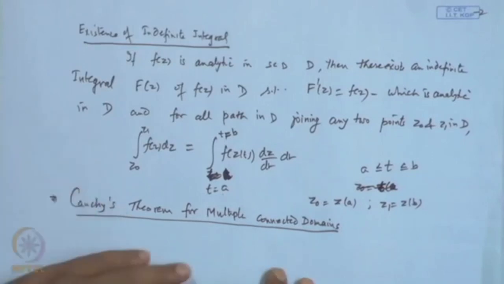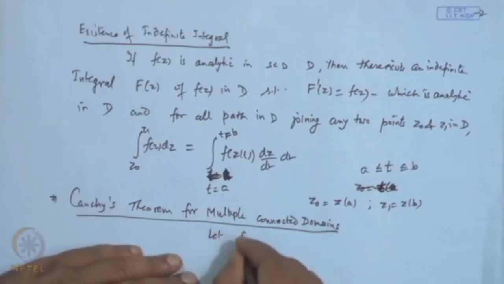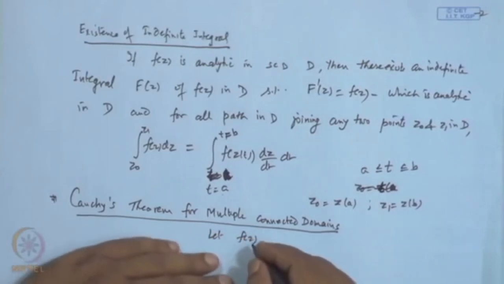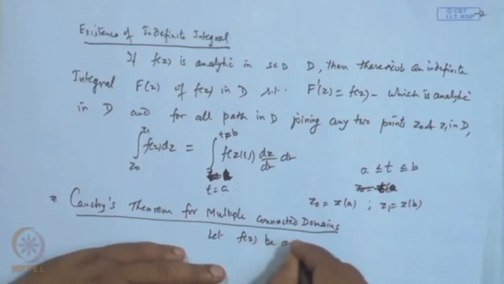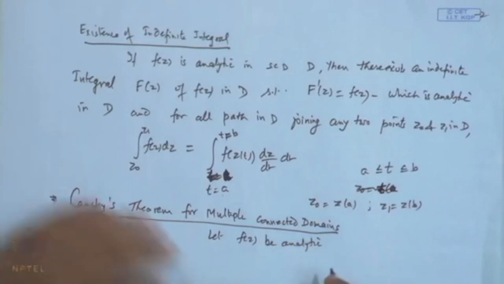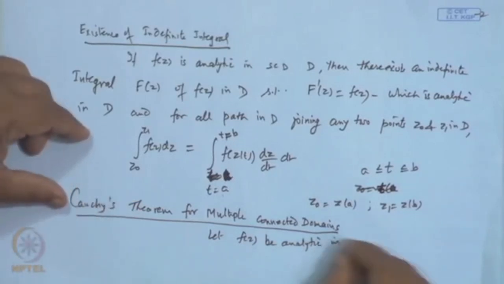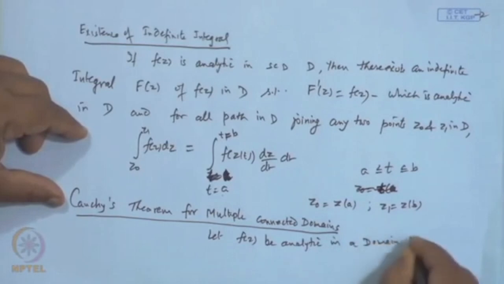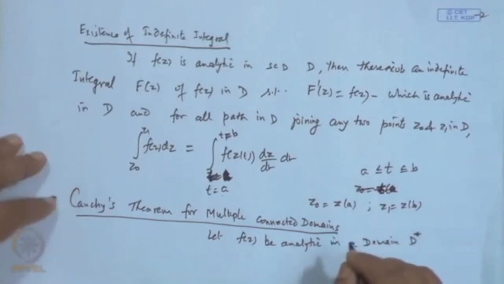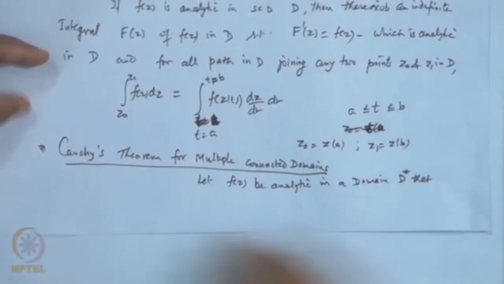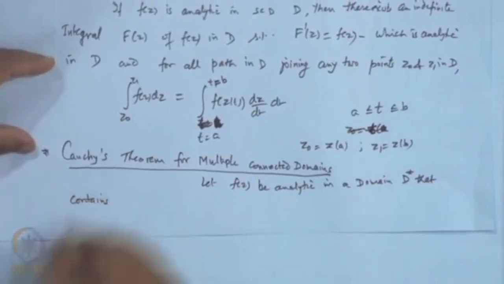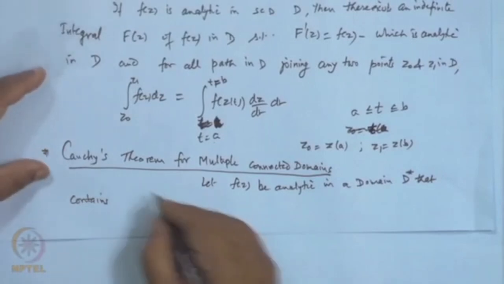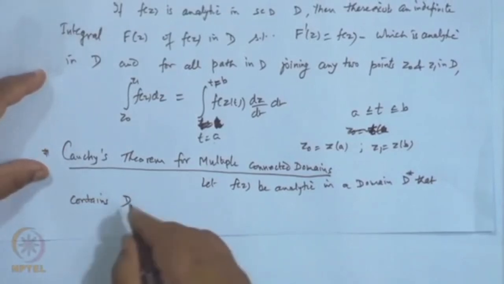Cauchy theorem: suppose we have a function, let f(z) be analytic in a domain D star that contains the domain D and its boundary curves.